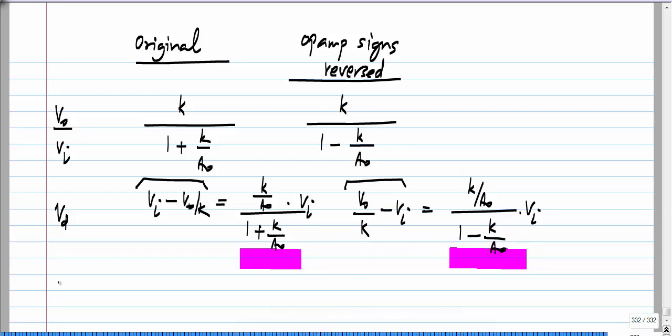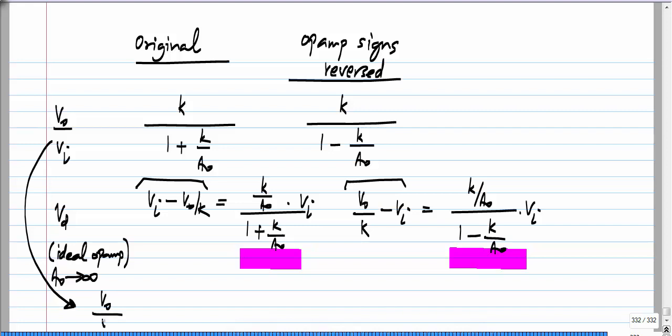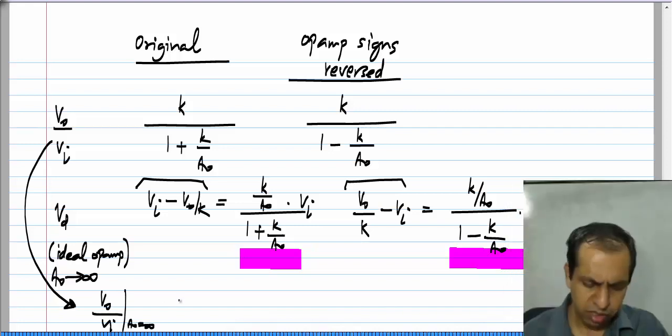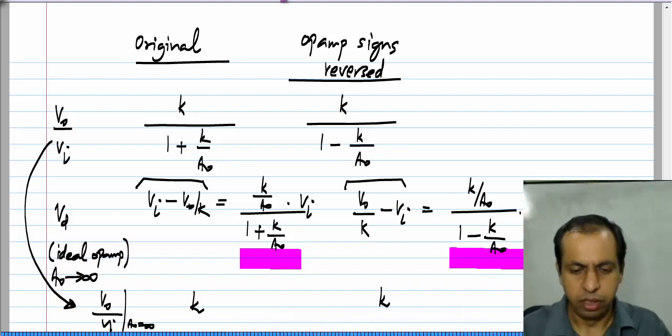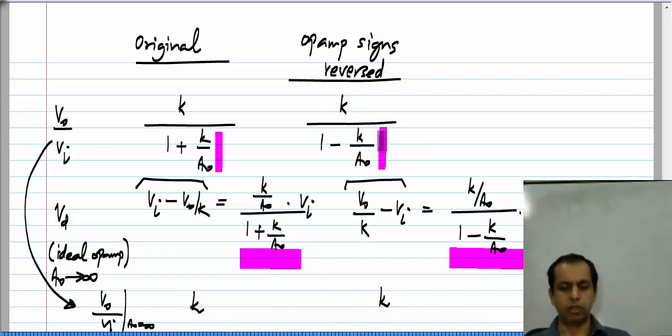Okay. And finally, this V naught by V I, as a naught tends to infinity, that is, as the op amp tends to being an ideal op amp, in both cases V naught by V I will be k, right, because this term here or this term there simply disappears. K by a naught will be 0. So, V naught by V I will be k. So, just by looking at this analysis, it looks like regardless of which way you have the op amp input signs, the circuit will work in the same way.